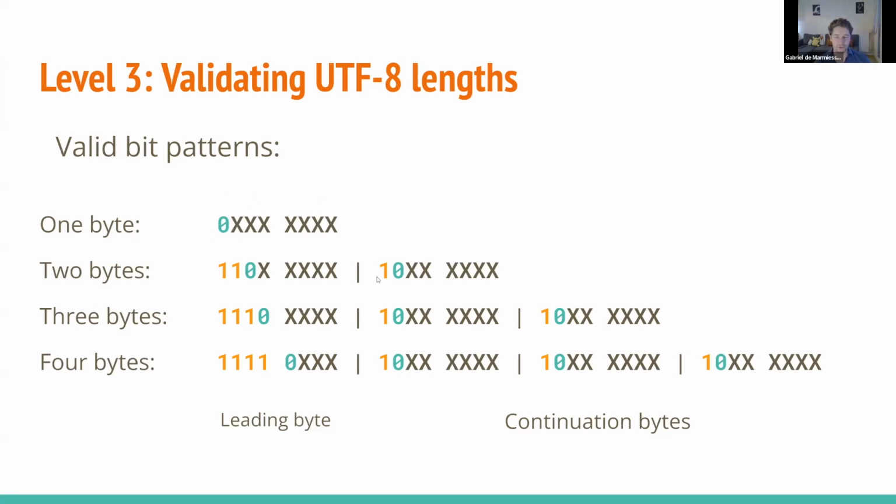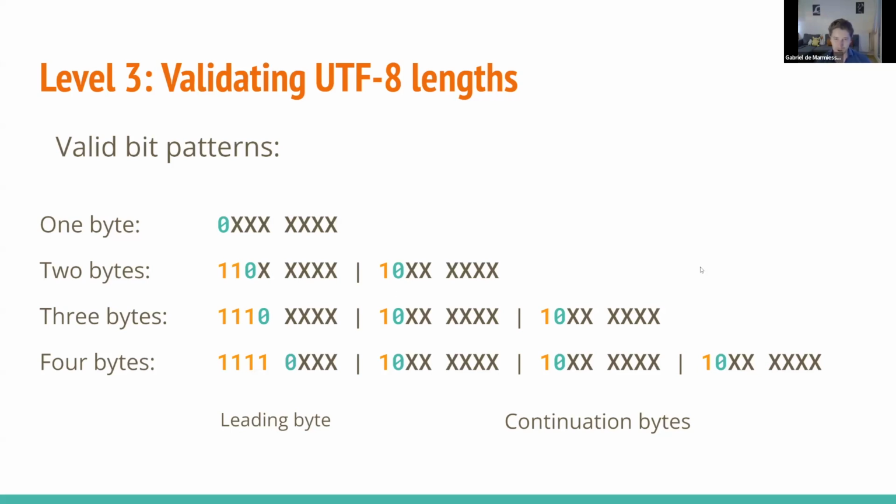You have those 4 patterns, and you know that every time you have a leading byte that tells you how many continuation bytes there are, and every continuation byte starts with 1 and 0. So for example, if you see a byte that has 1, 1, 1, 0, you know that there are only 2 continuation bytes afterwards, not 3, not 1. And so you have to validate that.